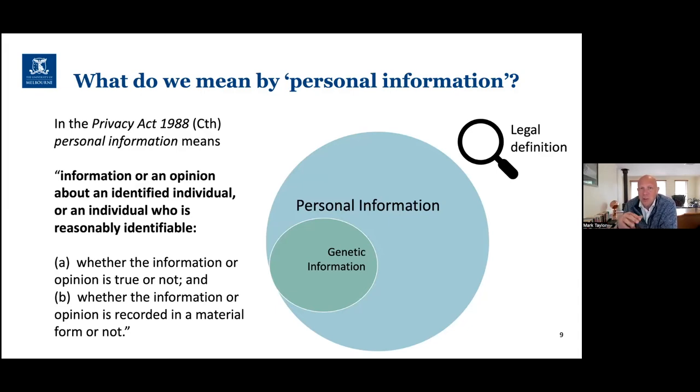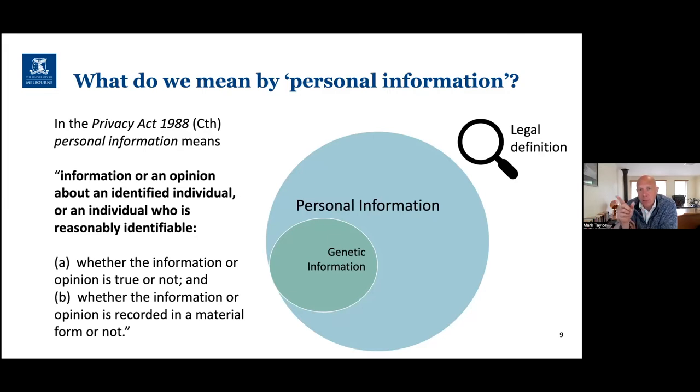But the paper that I'm talking to you about today is the paper where we focus on this other element of this definition. So as I've said, this definition of personal information has two key elements. The first is about. Personal information means information or opinion about an identified or identifiable individual. The other element is clearly the notion of identifiability itself. It will only be personal information if it's about an identified individual or an individual who is reasonably identifiable.